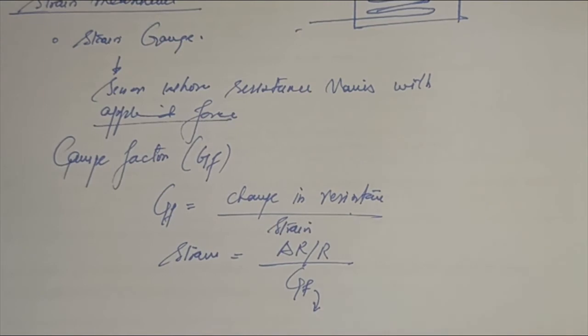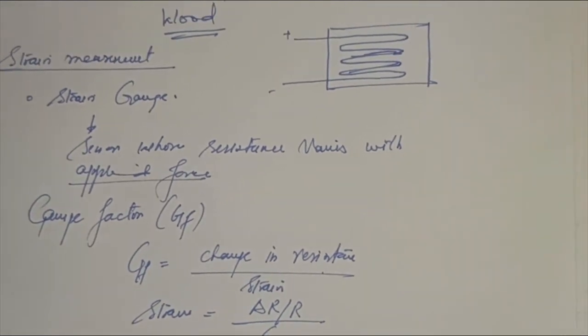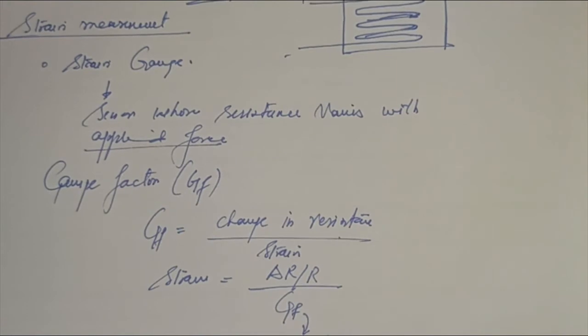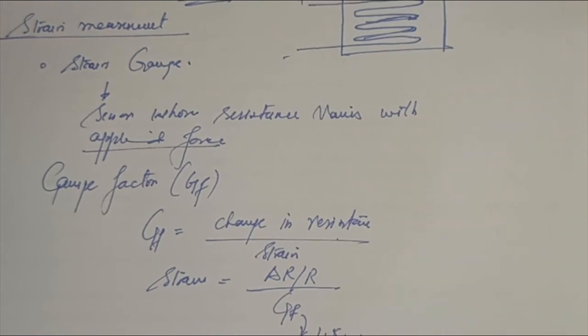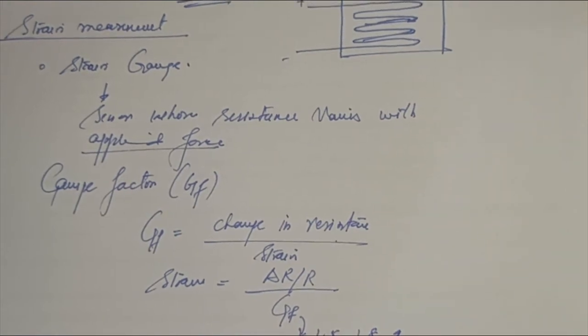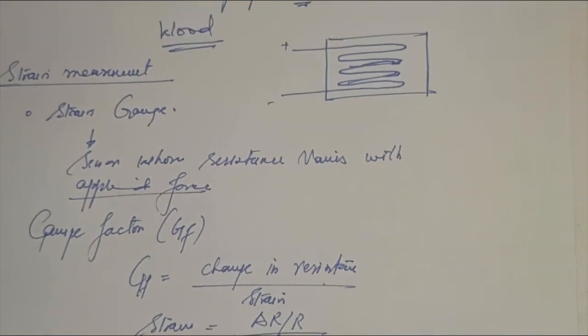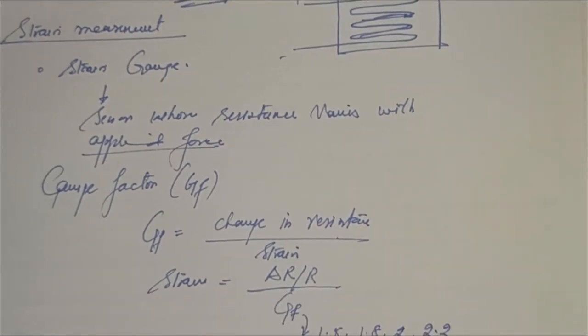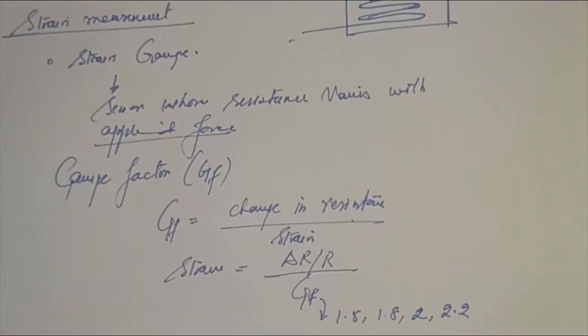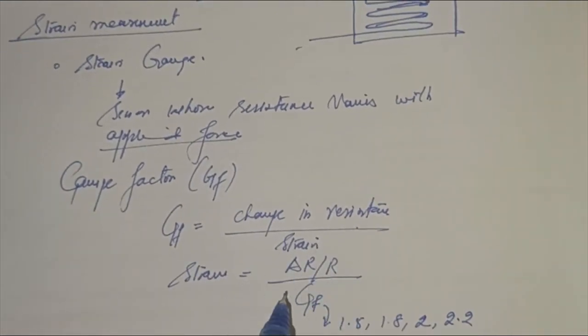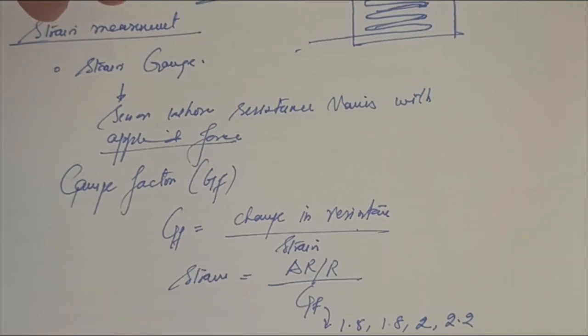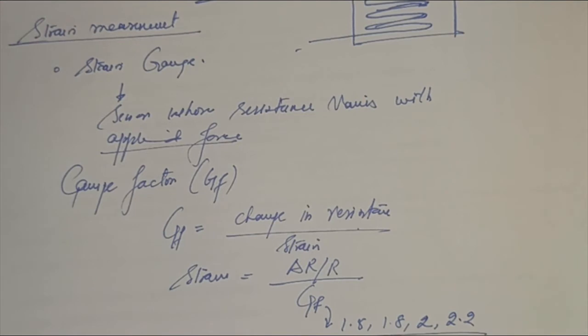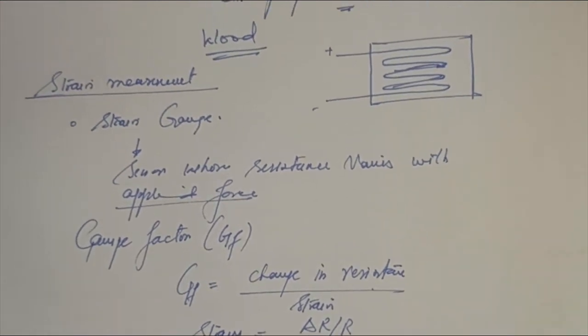GF is a factor given by the manufacturer of the strain gauge, and usually varies, like 1.5, 1.8, 2.2, something like that. Whenever you buy a strain gauge, the factor comes with it. So you find the resistance and the change in the resistance given to you by the Wheatstone bridge, and you divide it by the particular gauge factor, and the strain is obtained.